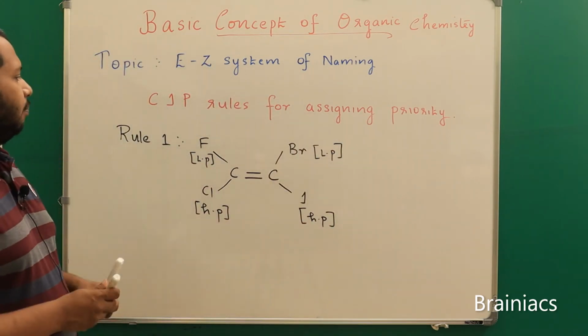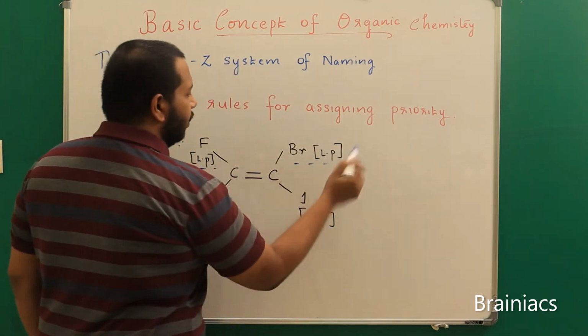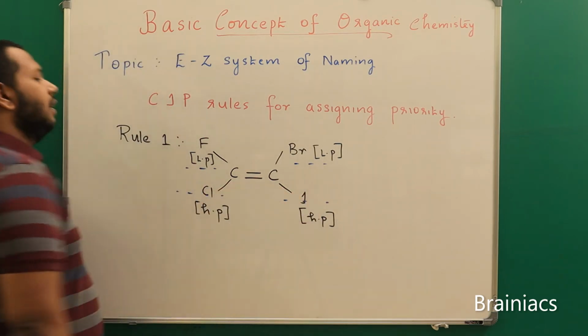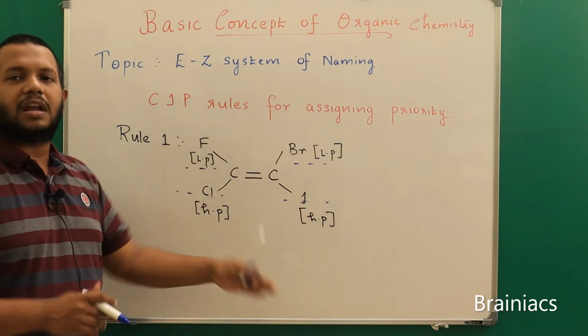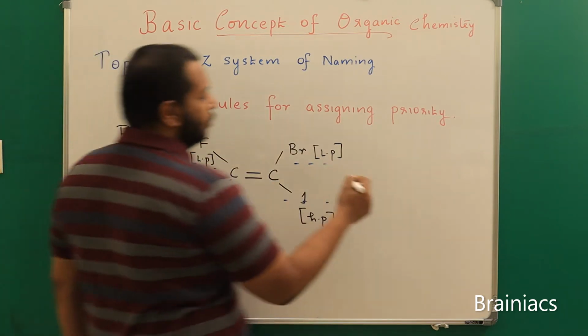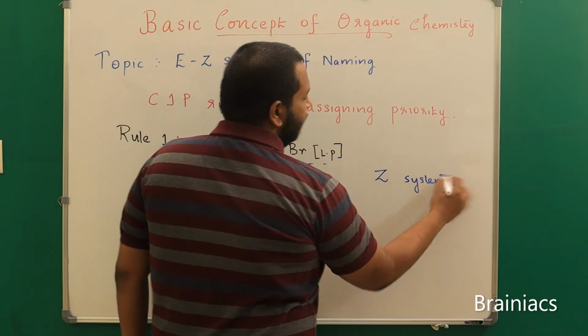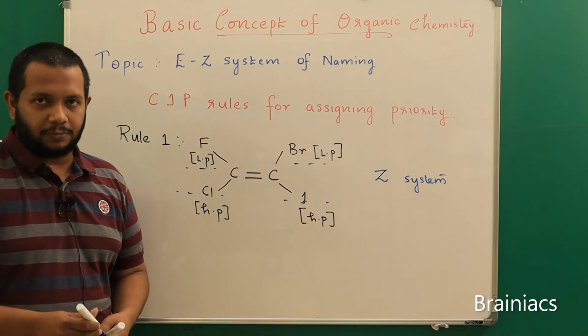Now, both low priorities are on the same side. If you see, both low priorities are on the same side, or both high priorities are on the same plane. Now both are on the same plane, meaning they are not in the opposite plane. That means it is what sort of system? Z system. Correct? This is similar to our cis system. I hope it is clear for you.